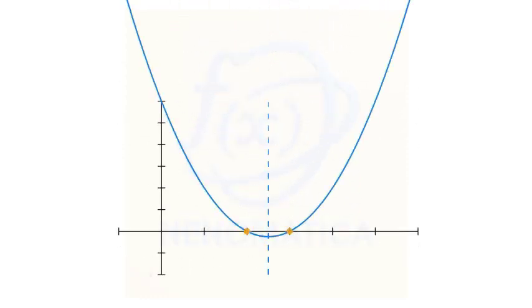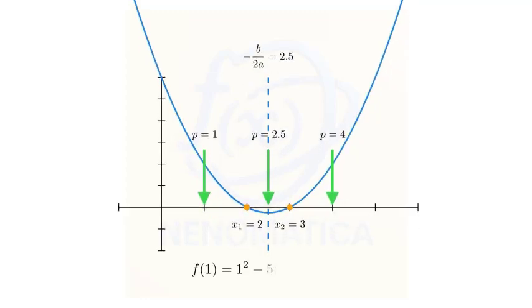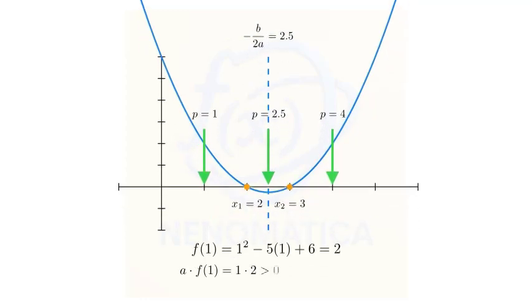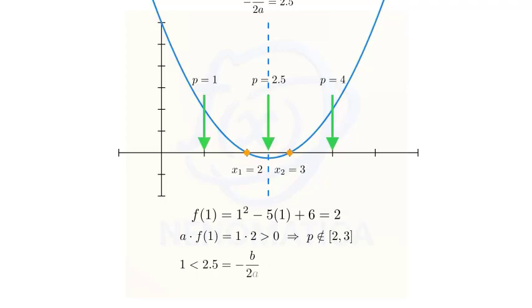Test 3. Let p equal 1. Then f of 1 is 1 minus 5 plus 6, which is 2. Again, a times f of p is positive, so p is outside the roots. Compare with the vertex at 2.5. Since 1 is less than 2.5, p is less than both roots.